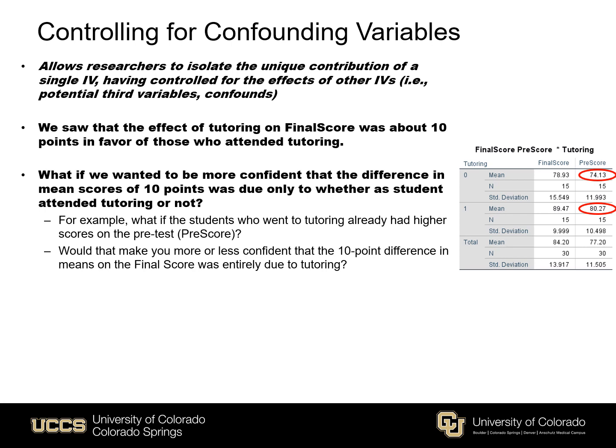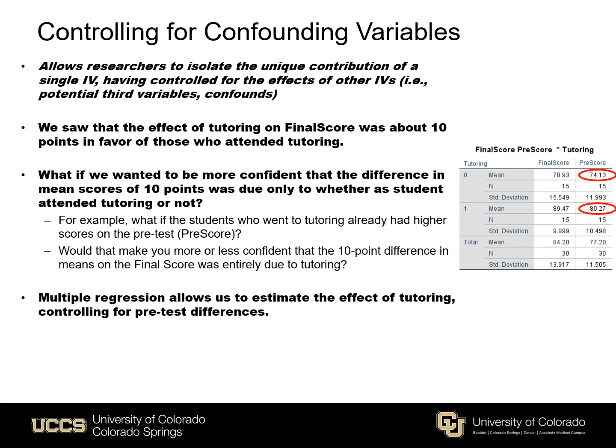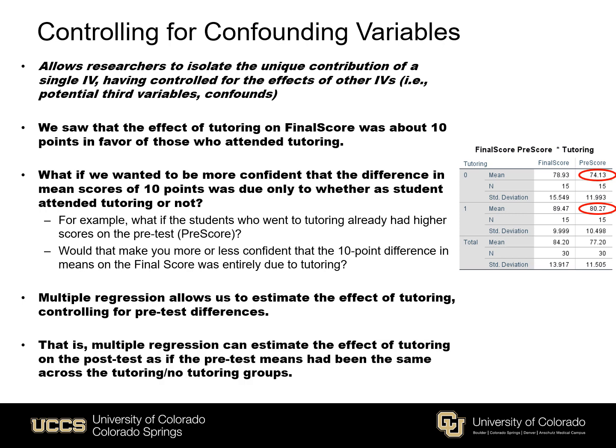So what would make you more or less confident in that 10-point difference that we estimated? Well, one thing we could do is run a multiple regression that allows us to estimate the effect of tutoring again, but only this time controlling for the pretest differences that existed. Specifically, through a multiple regression we can estimate the effect of tutoring on the post-test and do so as if the pretest means had been the same in the tutoring and no tutoring groups prior to the course.